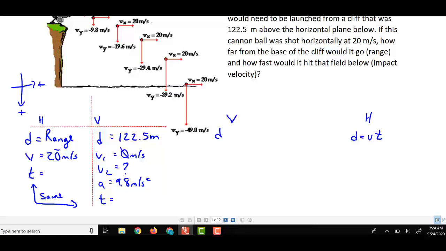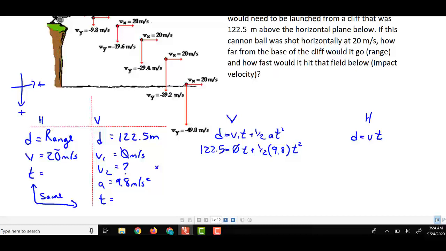And so here we could start with an equation that doesn't give us V2. So that's the one thing we're going to ignore at the moment. But we have an equation that ignores V2, and it looks like this. Our vertical displacement is equal to our V1 vertically, which in this case is going to be 0, which will make our math a lot easier, times our time. Our displacement vertically is 122.5. It's downward, so it's positive. And our acceleration due to gravity is 9.8 meters per second every second, and time is what we're looking for.